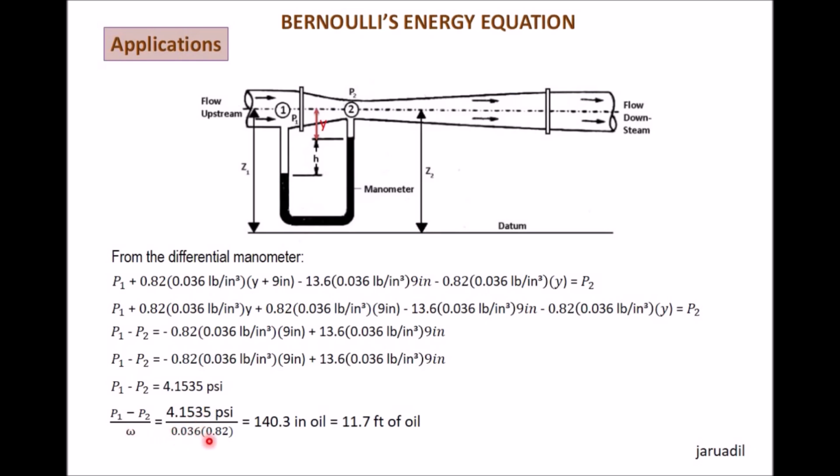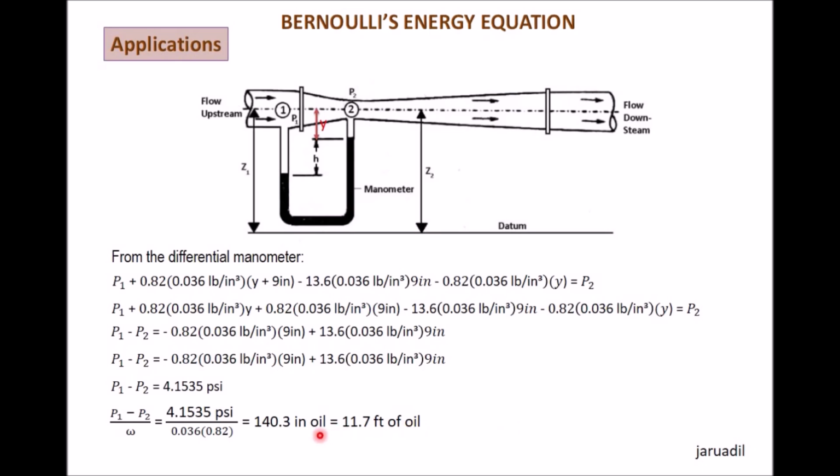The specific weight of oil can be found by multiplying the specific weight of water, 0.036, times the specific gravity of oil. So, 4.1535 divided by 0.036, this is in pound per cubic inch, times the specific gravity of oil. So, we have here 140.3 inch of oil, or that is in feet of oil column. So, ang ibig sabihin nito, feet of oil column or inch of oil column. So, 140.3 inch of oil column is equal to 11.7 feet of oil column.